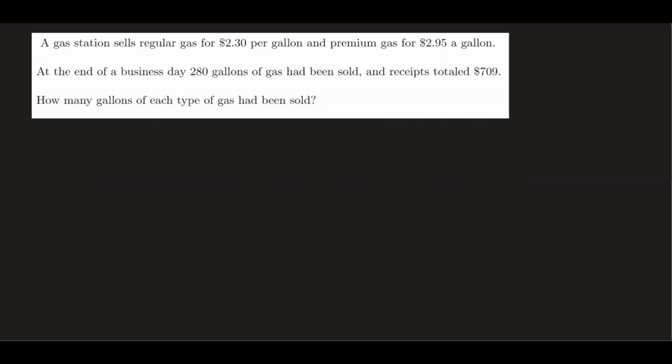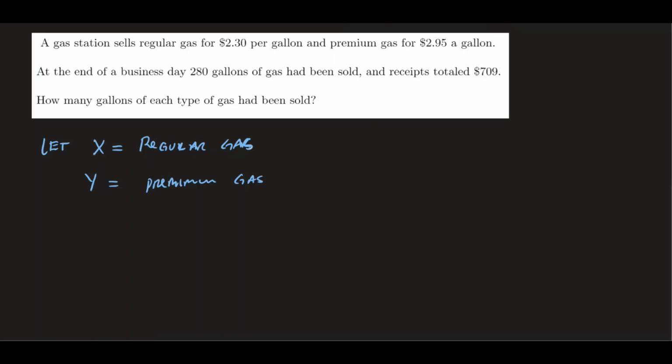And we want to know how many gallons of each type of gas have been sold. So let's identify our variables. Let's pick X and Y. So let X be equal to regular gas and let Y stand for premium gas. Okay, so now we're going to create one equation with the type.